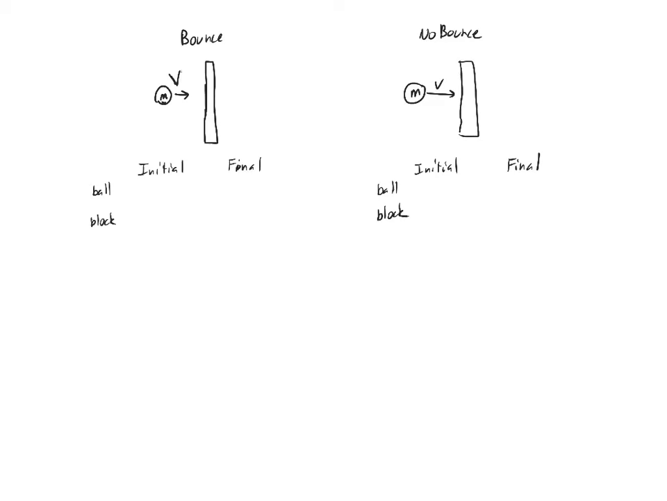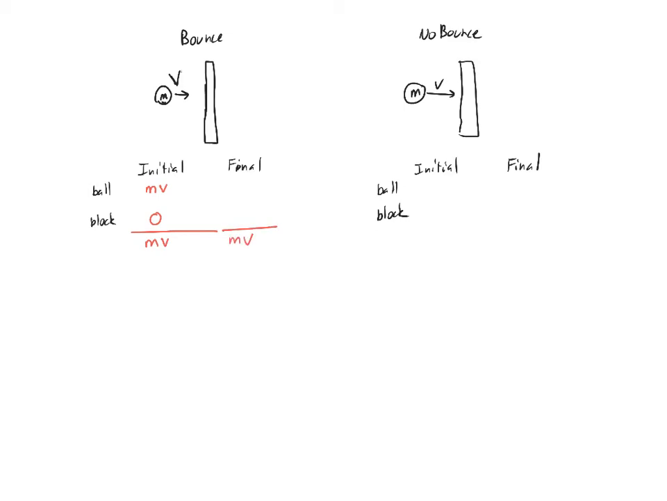Initially, the ball has a mass of m and a velocity of v, flying to the right, we'll say. The block, of course, is not moving, so it has a momentum of 0. If we add those together, we get a total momentum of mv. Now, what that means is that the final momentum needs to be mv.